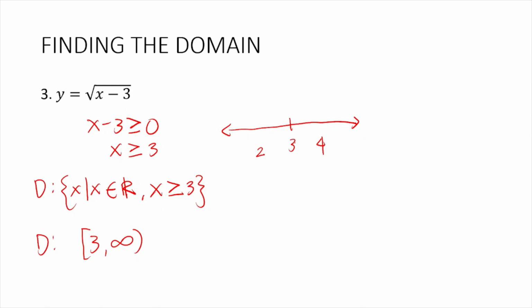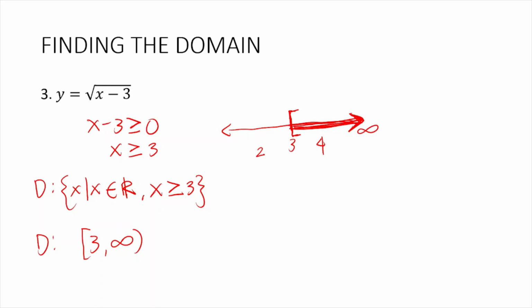If x is 3, then there's also no problem. This will just be 0. Now, if x is 2, where 2 is less than 3, then we get 2 minus 3, that's a negative number. And we don't want that to happen because it will lead to an imaginary number. That's why the allowable x values in this case are from 3 to positive infinity only.